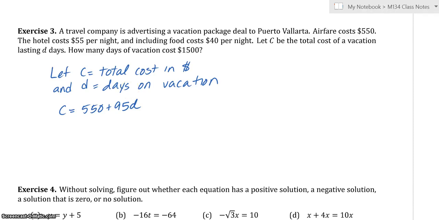I'm not going to use that 1,500 right away. And the equation is 550, which is the initial amount, and then the 95 is interesting. I got that by adding both of these together, which is the total rate.